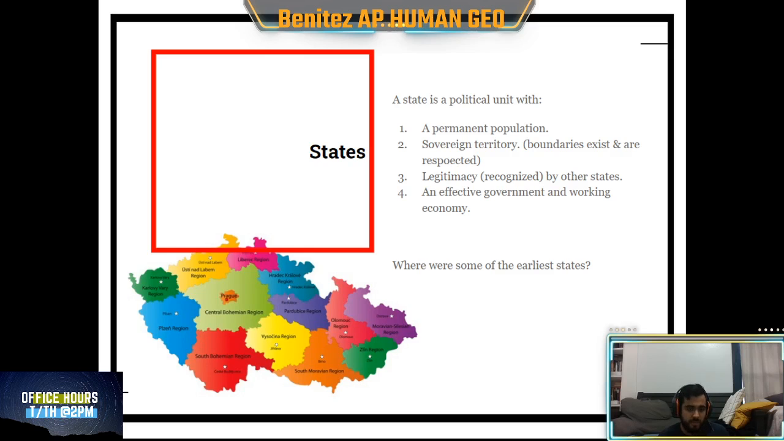So what are some examples? Germany, Japan, the United States, the UK, Bolivia, Ecuador, Mexico. Those are examples of states. They have boundaries, they have a population, they have a government, they have an economy. It's a political unit.